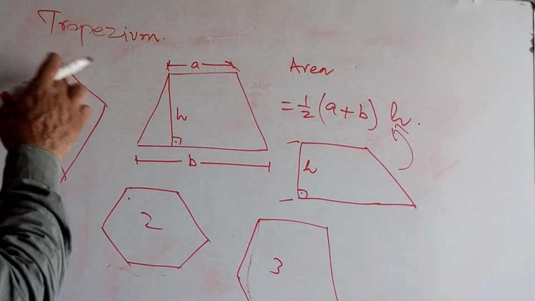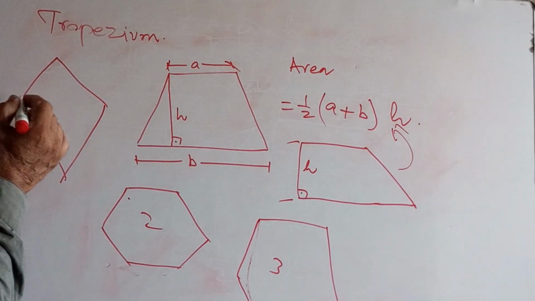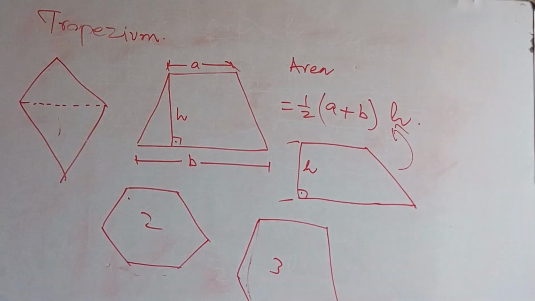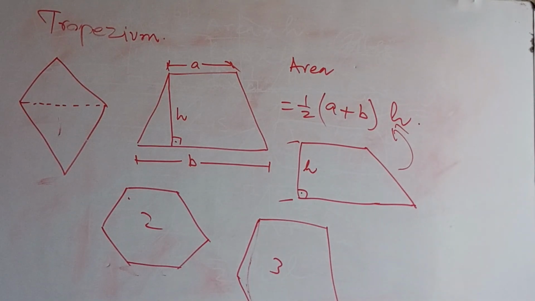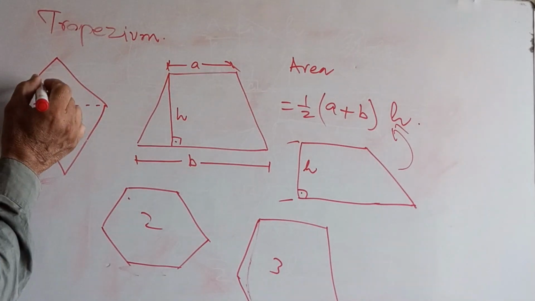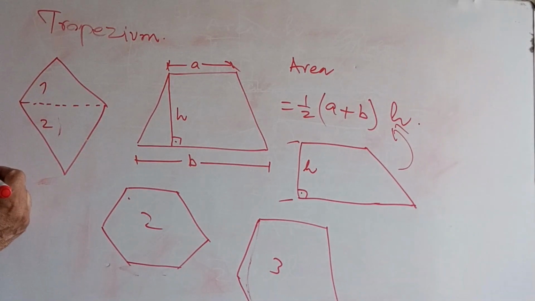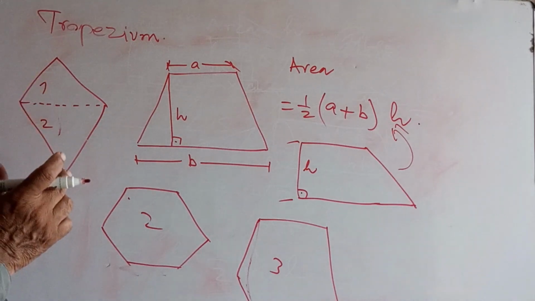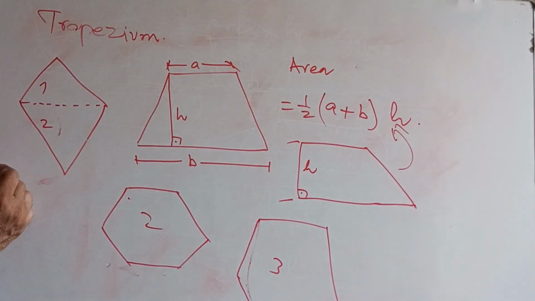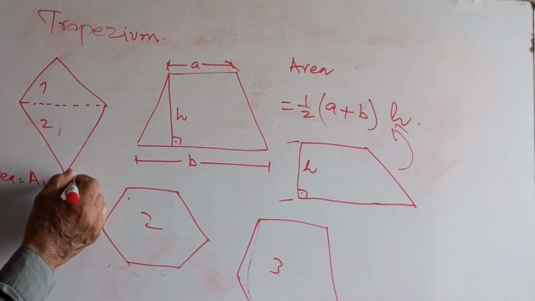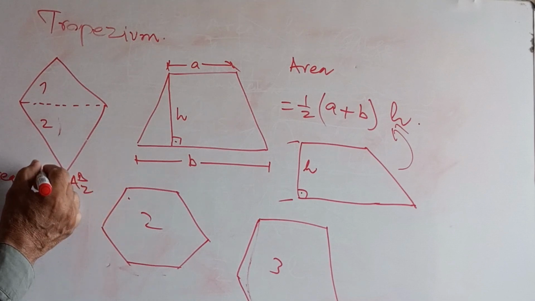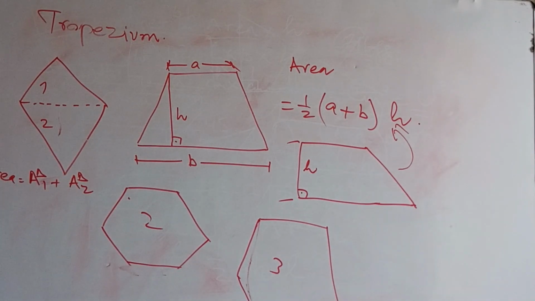For example, if we are dealing with this kite, I'll draw a line in between the two. Now you see that there are two triangles. Number one triangle is this one and number two triangle. Now I have to find the area of two triangles instead of one triangle. So the total area will be the area of triangle 1 plus the area of triangle 2.